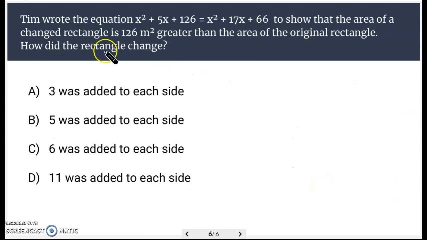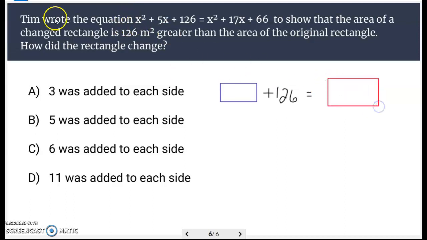Last one, this is kind of a different one. Tim wrote an equation, x squared plus 5x plus 126 equals x squared plus 17x plus 66, to show that the area of a changed rectangle is 126 meters greater than the area of the original rectangle. How did the rectangle change? All right, well, here's kind of a visual of what happened. Here's the original rectangle. And apparently, if we add 126 square meters, that's going to equal the new rectangle. It's a little bit bigger. So this is the new one, and this was the old one.